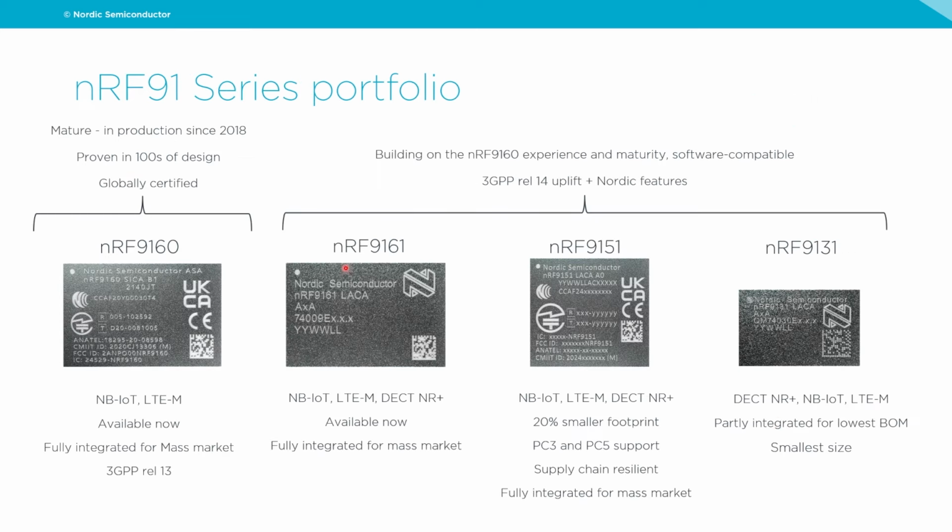So the portfolio on the NRF91 series today: the first product we launched into the market already back in 2018 was the NRF9160. So this is a dual mode device. It supports both NB-IoT as well as LTE-M, and it's fully integrated, for mass market. This means that it has all these certifications so you can deploy globally. So this complies with the 3GPP release 13.